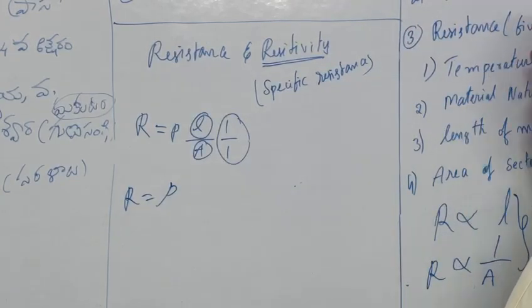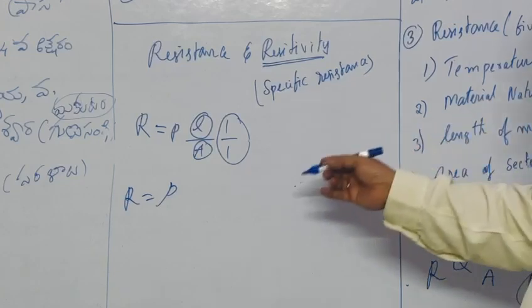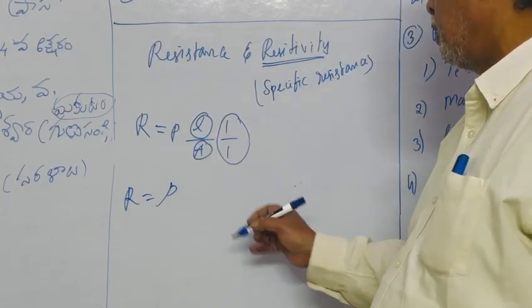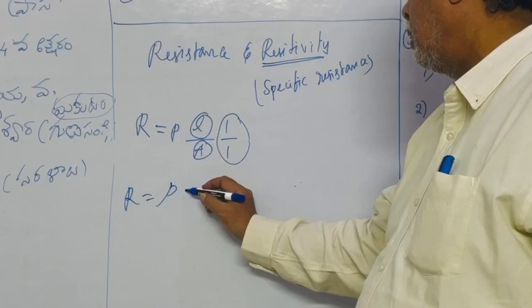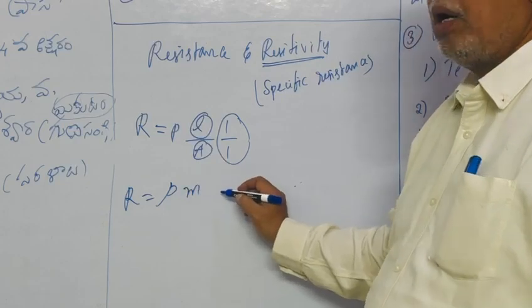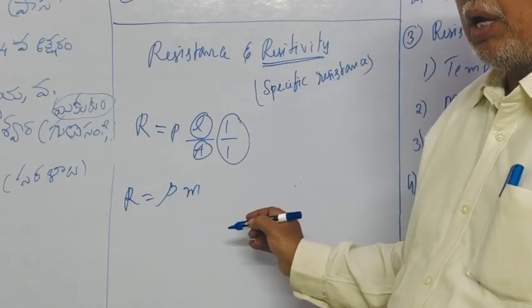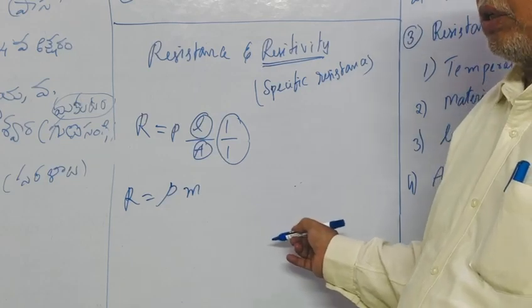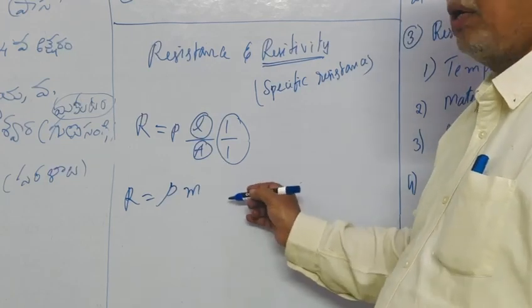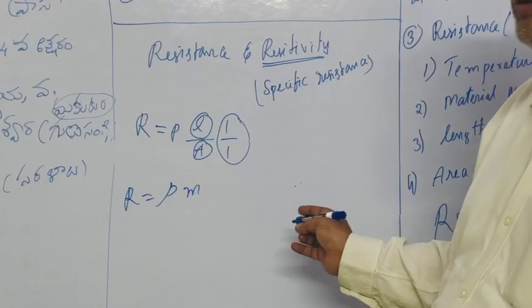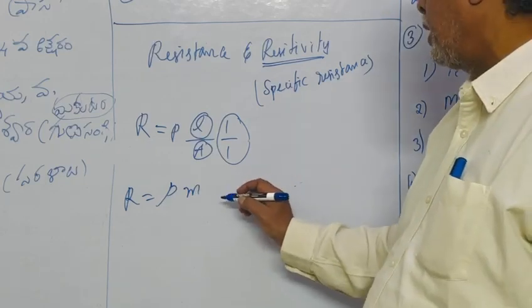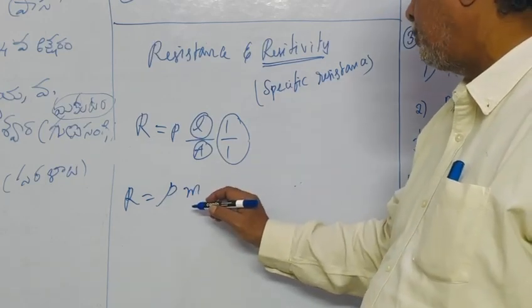Here what is given? Area is equal to, what is that? What is length? Meter. Area is equal to meter square kada. Length is equal to ఏంటది? Tell me formula. What is that? Ohm meter. What is rho?